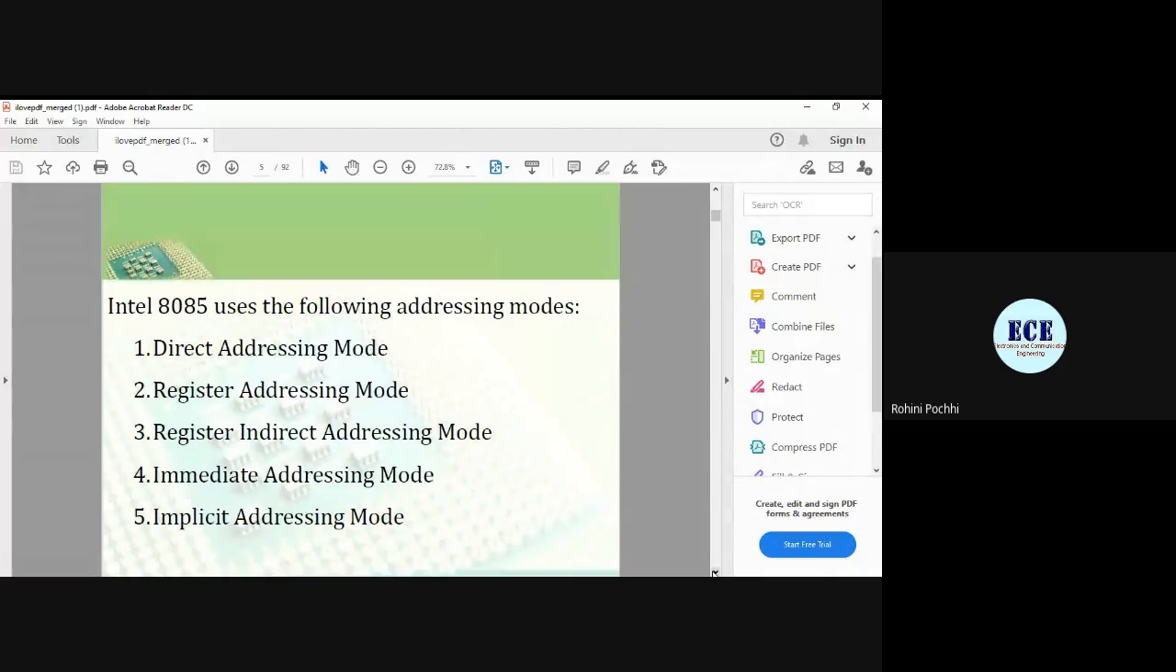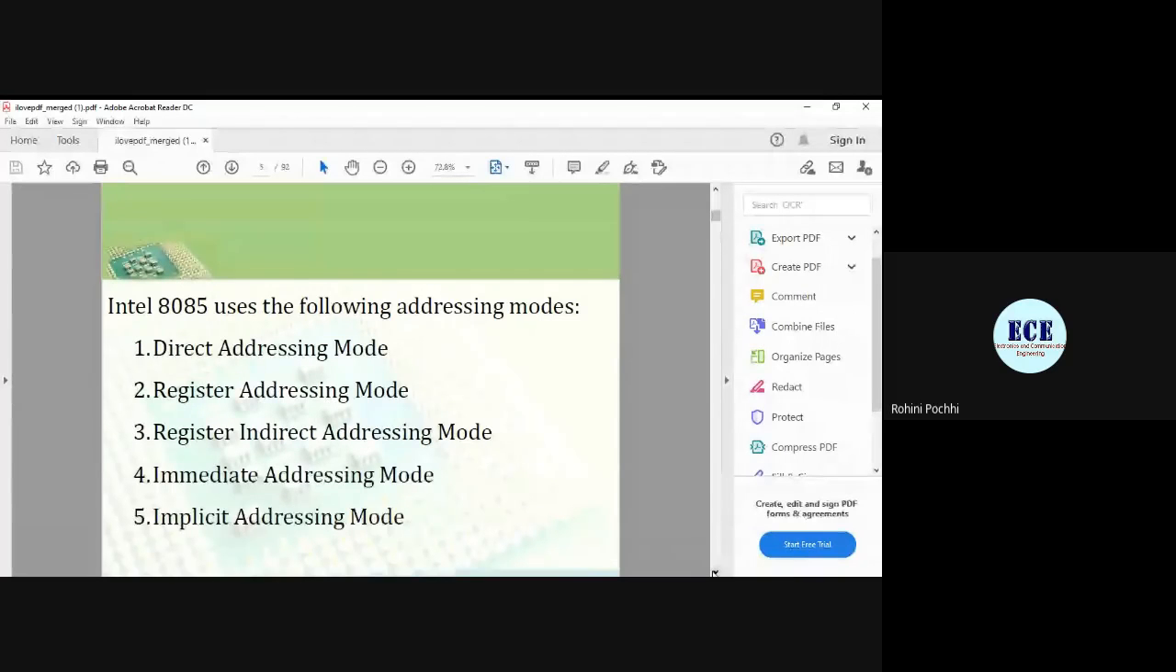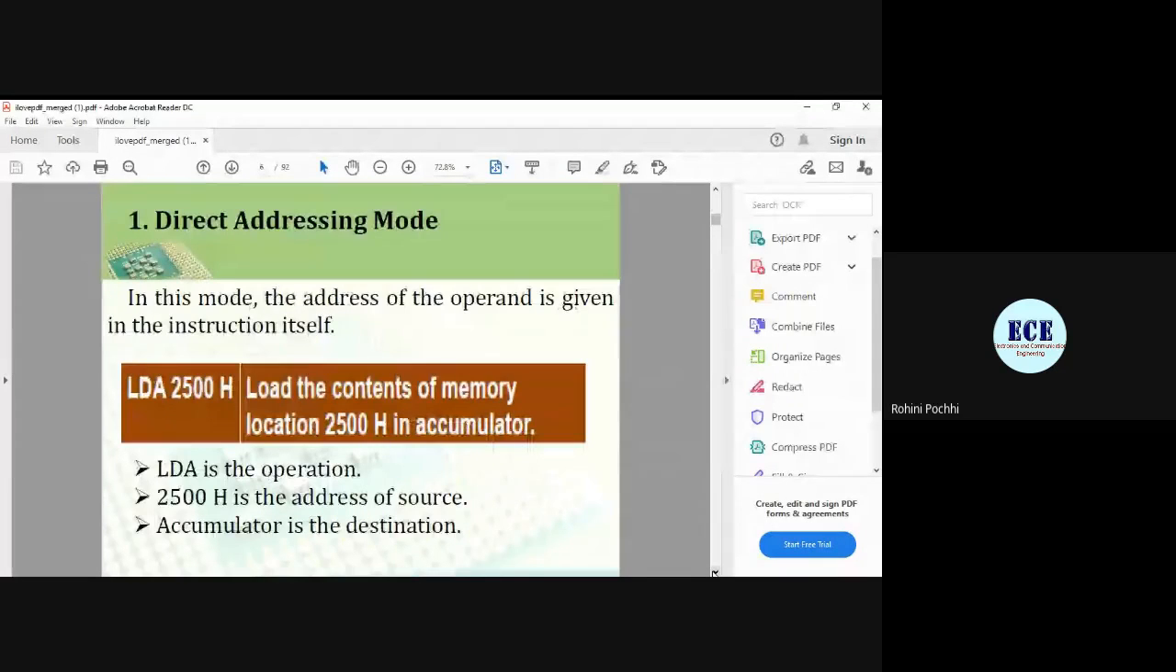Okay. Intel 8085 uses five types of addressing mode: direct addressing mode, register addressing mode, register indirect addressing mode, immediate addressing mode, and the last one is implicit addressing mode. So we will see these addressing modes one by one.